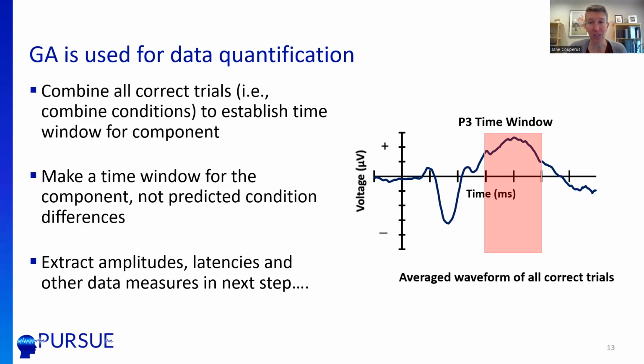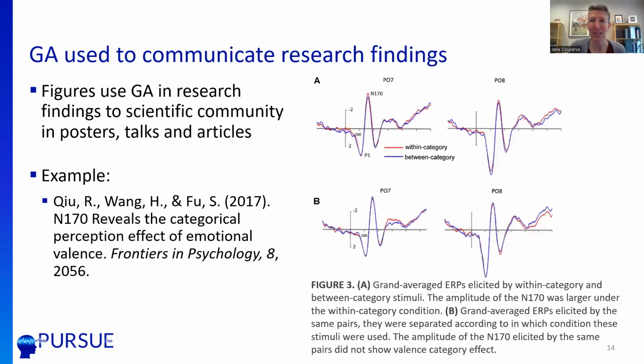You should not just be looking at the component to choose your window for analysis. You should also be looking at previous literature. There are also some computational methods you could use to do this as well. But this is one part of that, looking at your grand average waveform and seeing what window encompasses the component of interest, because you're going to need that window to extract amplitudes and latencies and so forth when we get to quantification.